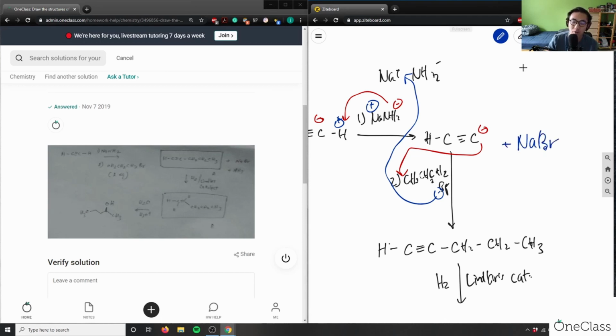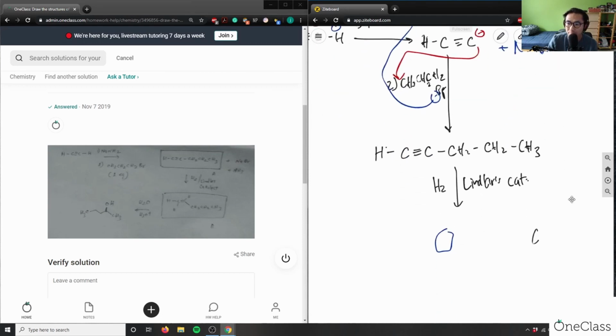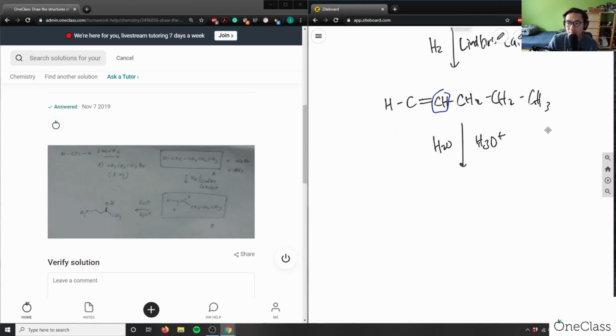So that's totally my fault. I forgot to account for this bromine here. My bad. Which means I just simply have this compound here. I don't have the bromine anymore.